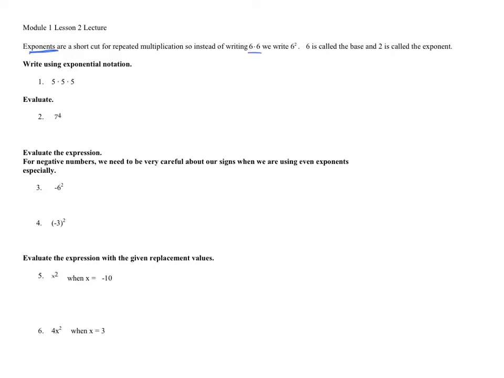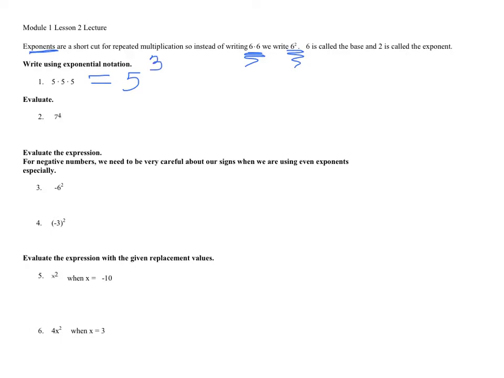So instead of writing 6 times 6, for example, we would write 6 squared, where 6 is the base and 2 is the exponent. As another example, if we wish to write using exponential notation 5 times 5 times 5, we would write this as 5 cubed because we are multiplying 3 5s together.